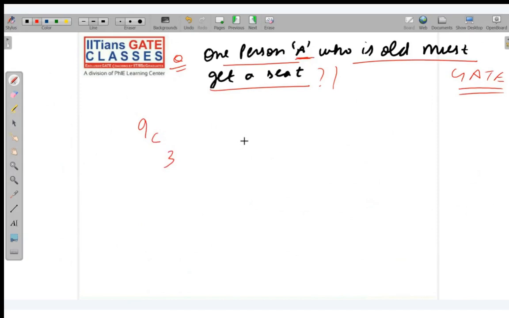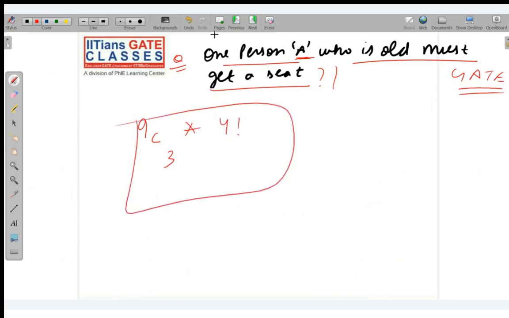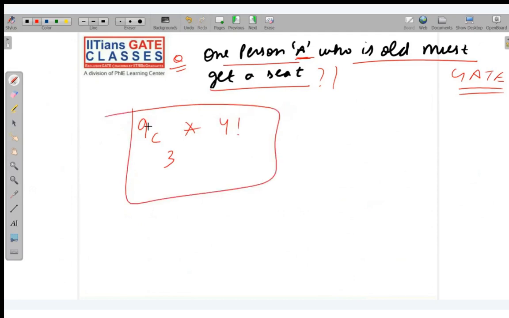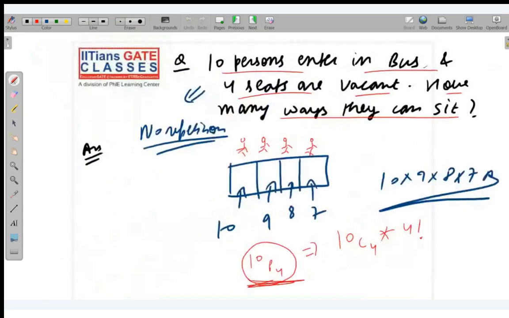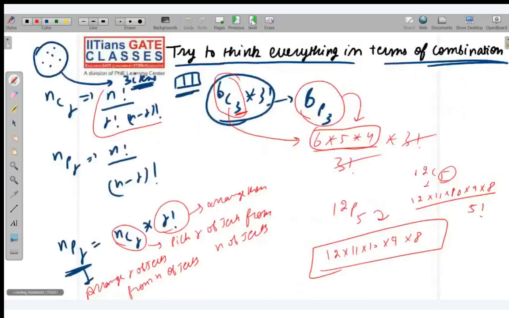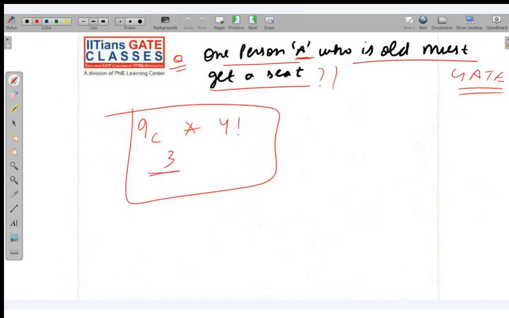Now you will arrange them on the seats. How many ways of arranging 4 persons? 4 factorial ways. This is the answer. This type of question can never be answered by the direct formula 10P4. That formula will never give you the answer. So what is the step? First, you pick 3 persons, and since 1 person is already picked, you now have 4 persons. Now you will arrange them. The best way is, do not apply the formula nPr. You first choose them and then you arrange them.